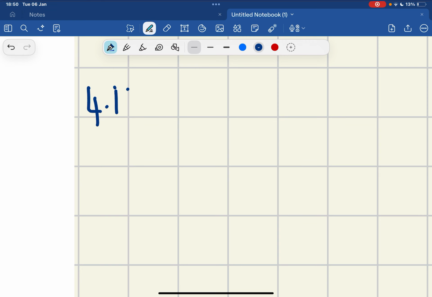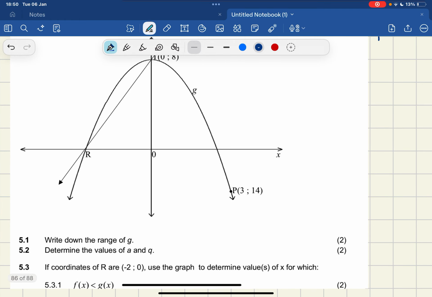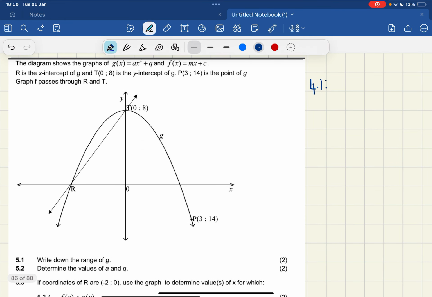Question 5.1 says, determine the range of g. Let's quickly read the question. It says, the diagram shows the graphs of g of x is equal to ax squared plus q, and f of x is equal to mx plus c. So we can see f of x is actually a straight line graph. G of x is a parabola that has a negative a value because it's frowning. Now r is an x-intercept of g, and t, the point t, which is at (0, 8), is the y-intercept of g. So it's the y-intercept of the parabola.